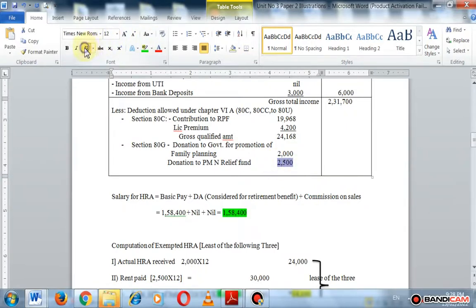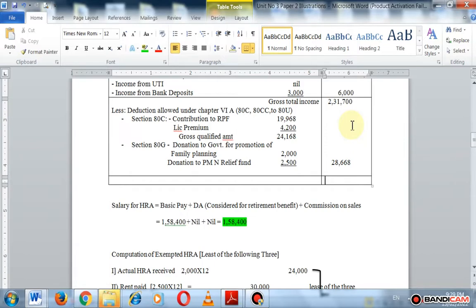Now make the total. Add this total to the gross qualified amount and put this figure in the outer column, that is 28,668. Deduct these 28,668 from the gross total income. We received 2,03,032. That total is called the total taxable income of an individual.